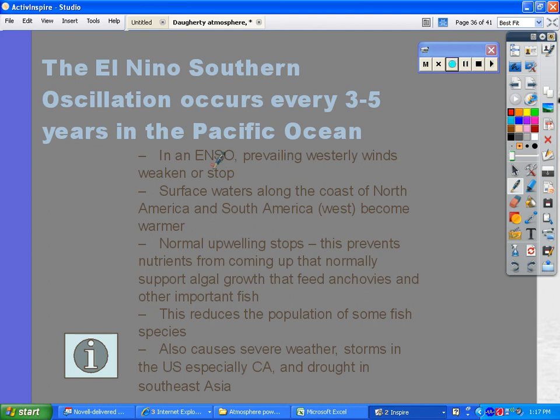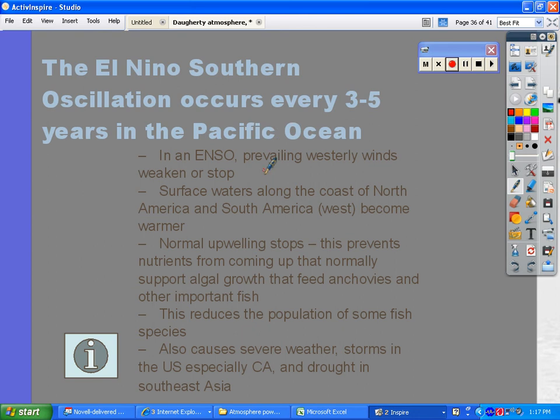So what happens is that these prevailing westerly winds, we already kind of talked about the westerlies and the trade winds, they weaken or stop. It's just a cyclic thing. Like we said, it happens every 3 to 5 years, and the prevailing westerly winds aren't blowing as hard as they normally do.